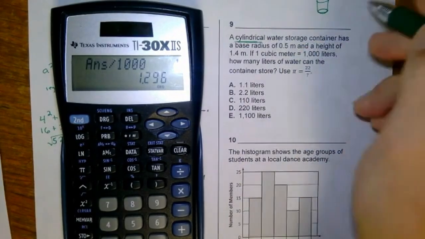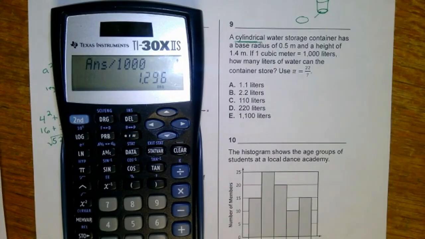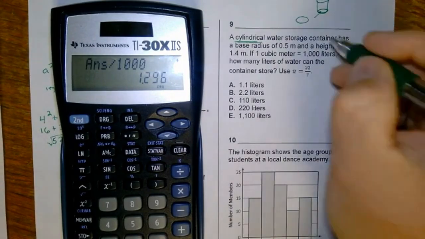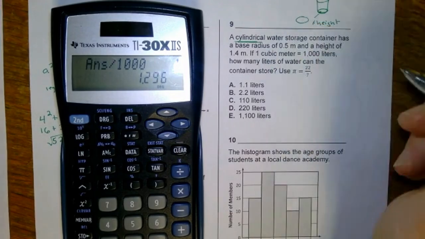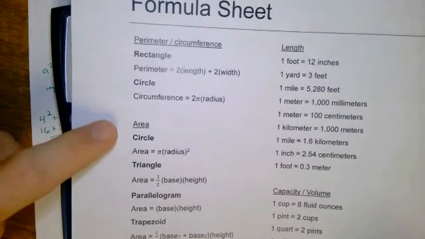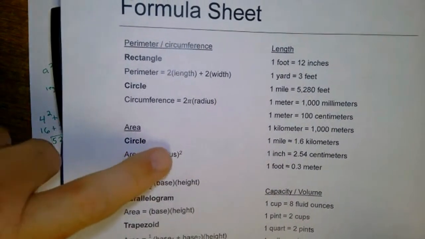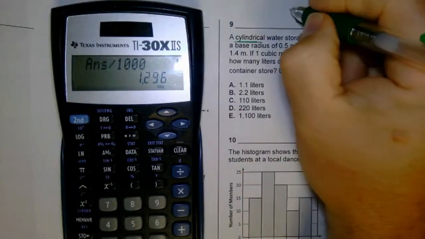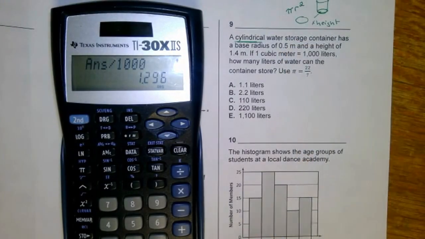The base in this case, we know is a circle. So we're going to take the area of a circle and then we just have to times it by the height. So do we know the area of a circle? That's also on my sheet. The area of a circle is pi times the radius squared. So I'm going to write that. Pi times the radius squared. And the good news, they gave us the radius.